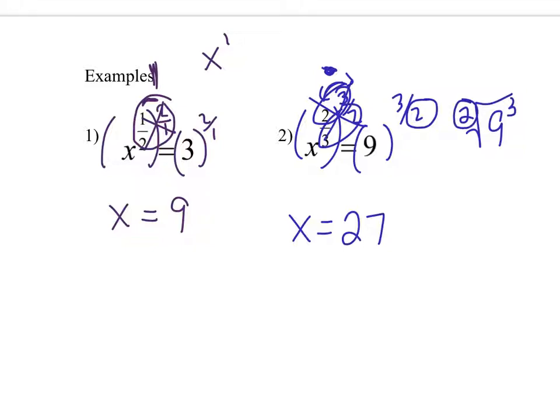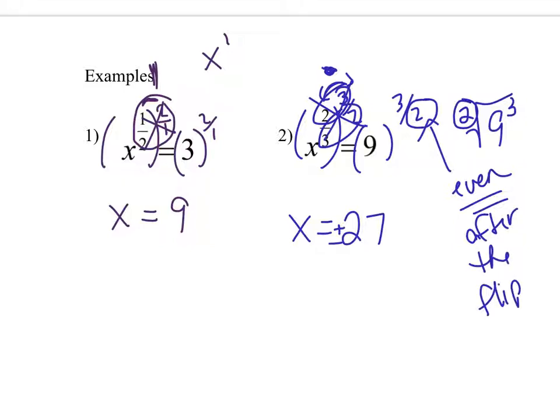The square root. So whenever we have a square root, we do need to plus or minus. And to put it even better, whenever the denominator is even, and that's after we flip it, even after the flip, we do need to do the plus or minus thing.